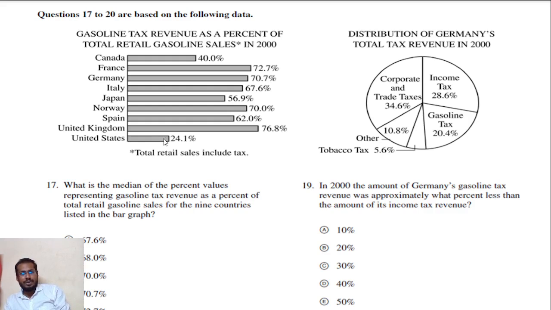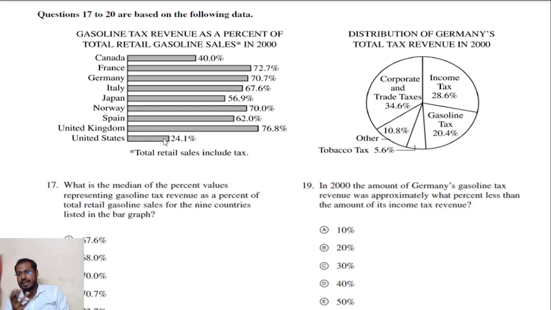Gasoline tax revenue as a percent of total retail gasoline sales numbers in 2000. They have given some countries: Canada, France, Germany, Italy, Japan, Norway, Spain, United Kingdom, United States. Everything was given. And on the right hand side we have another pie chart. In that, distribution of Germany's total tax revenue in 2000. So corporate and trade taxes, others, tobacco tax, income tax, gasoline tax, everything was given.